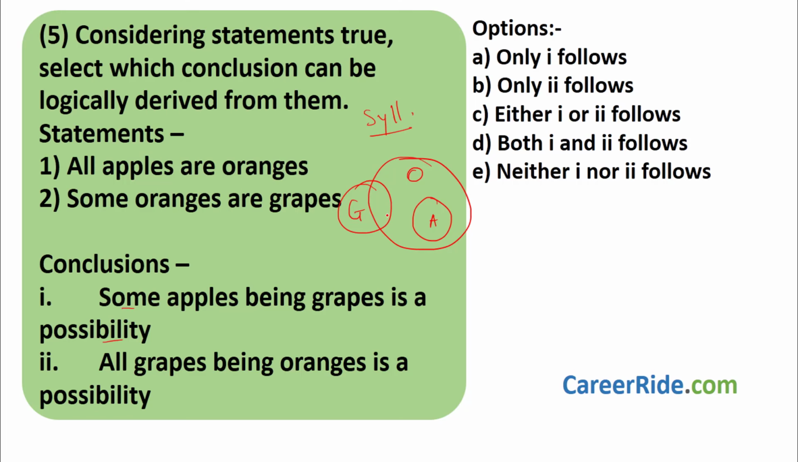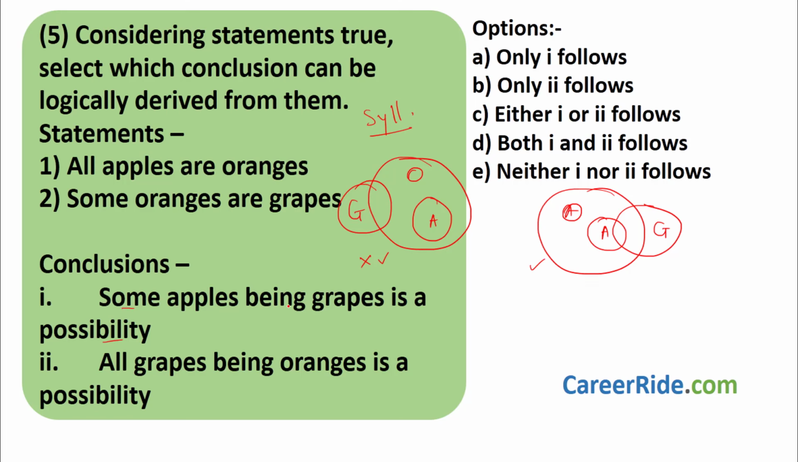Over here, no. In possibility kind of conclusions, there has to be one Venn diagram where the possibility is false and one Venn diagram where the possibility is true. Let us draw other possible Venn diagrams. We can have like this. We can have like this. This is oranges, and we can have grapes like this. So some grapes are oranges and all the apples are oranges.